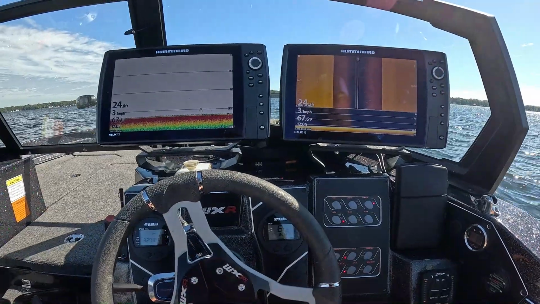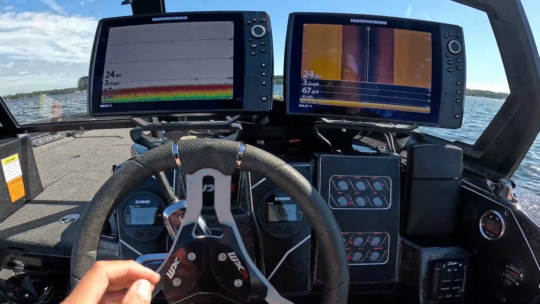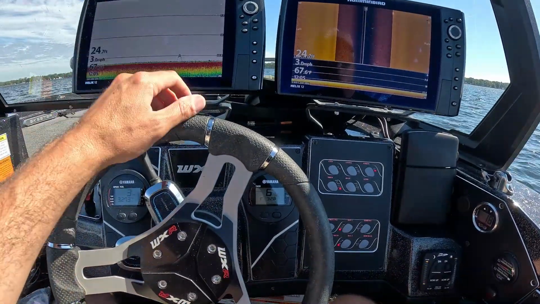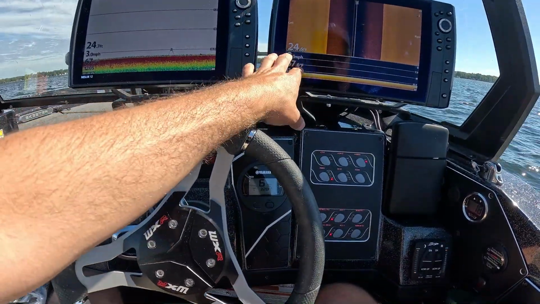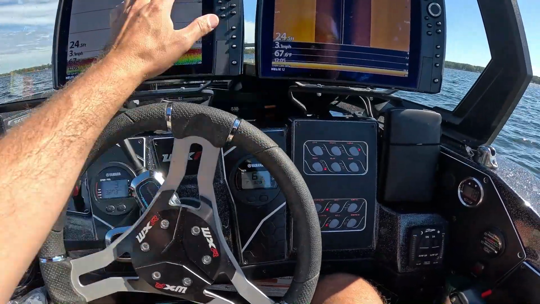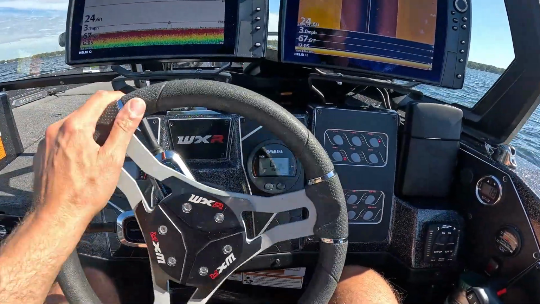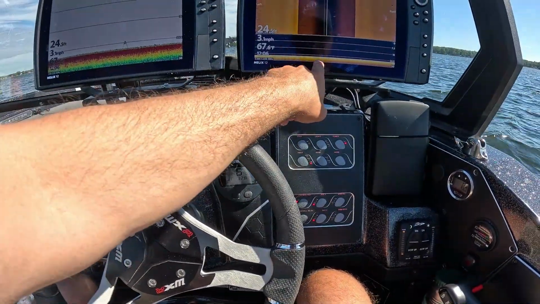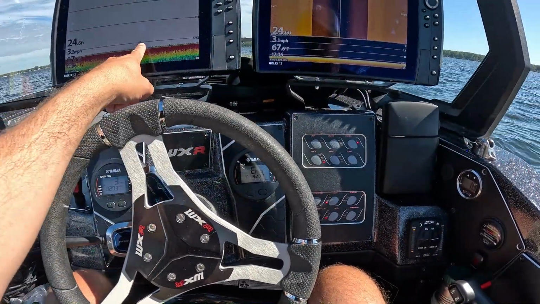So I always get asked about settings and what I'm running on my two graphs when I'm out scouting. So I generally run 2D on the right with side imaging. So it's 2D, side imaging, down imaging. And a lot of times I'll split this up to the map. But then they go, well, how do you see anything? Like, how do you see that fish? Or that fish right there? Or that fish right there?